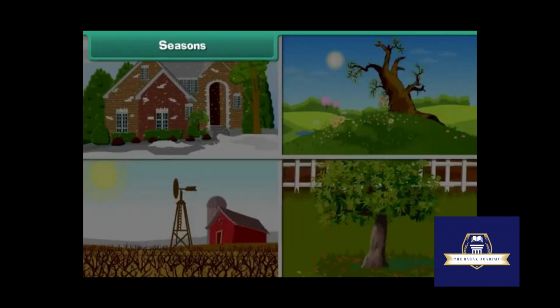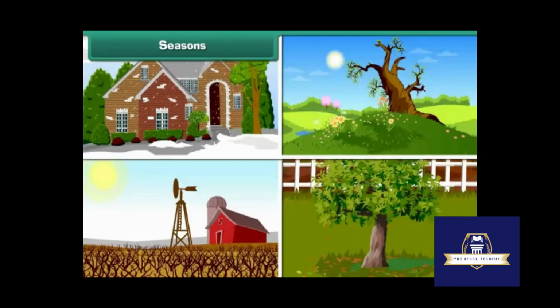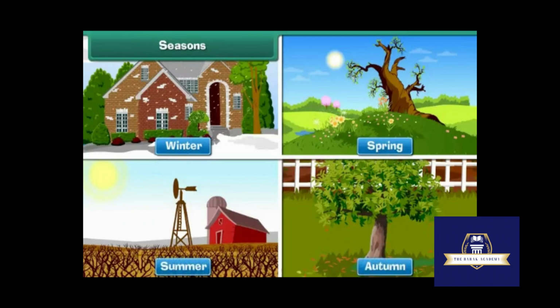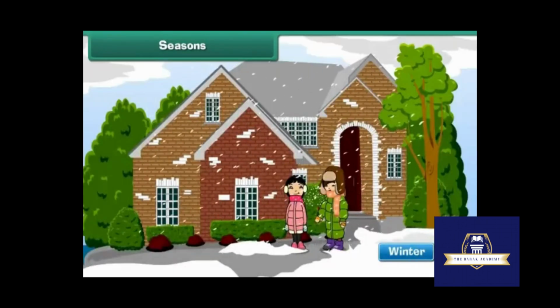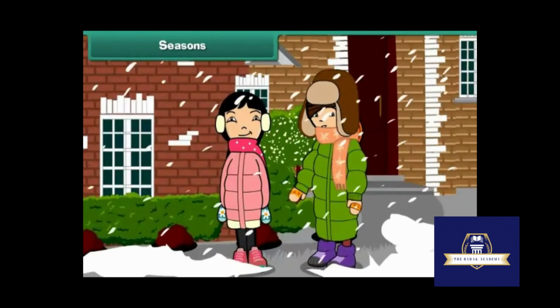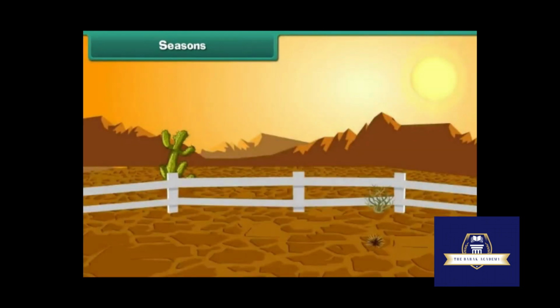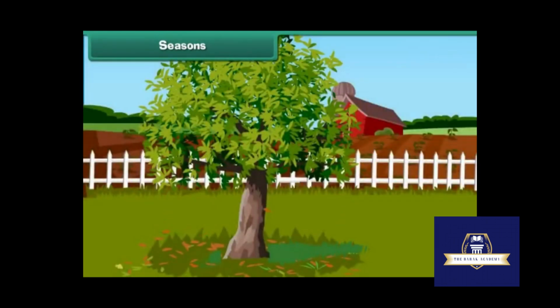Seasons. There are 4 seasons in a year. They are winter, spring, summer and autumn. In winters, we wear woolens to keep ourselves warm. In spring, flowers blossom. Summers are hot. Trees shed leaves in autumns.